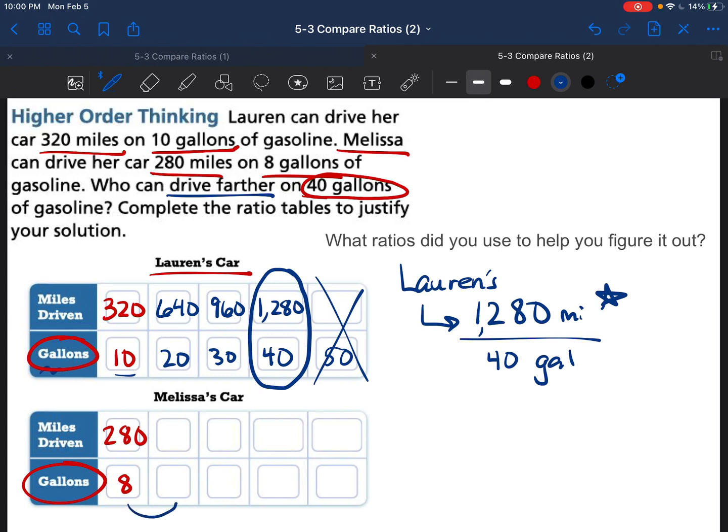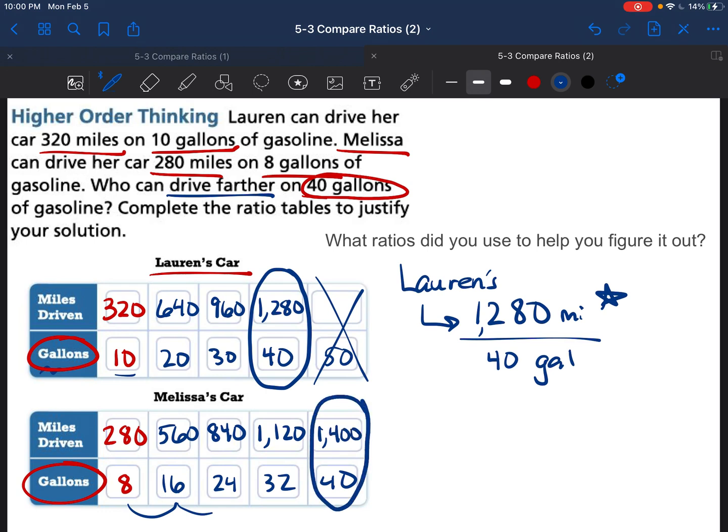So now let's do Melissa's car. Let's skip count by 8s to get to 40. 8, 16, 24, 32, 40 exactly. And then let's skip count by 280. So 280 plus 280 is 560. Plus another 280 is 840. Plus another 280 is 1,120. Plus another 280 is 1,400.